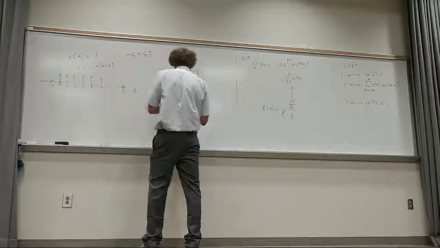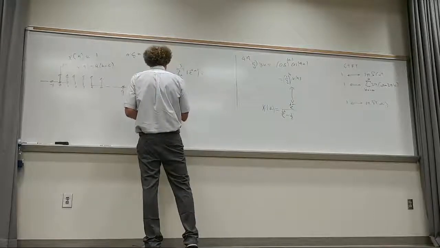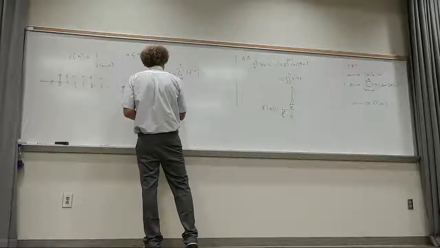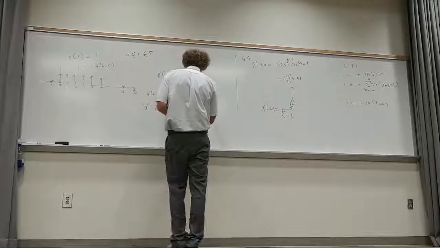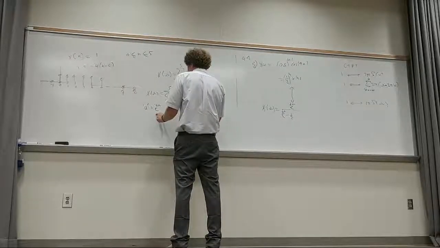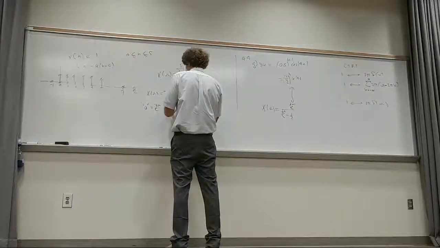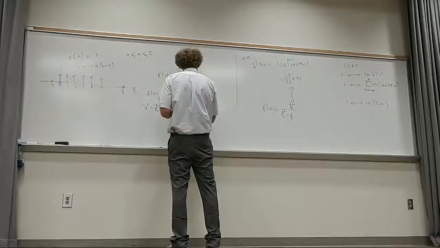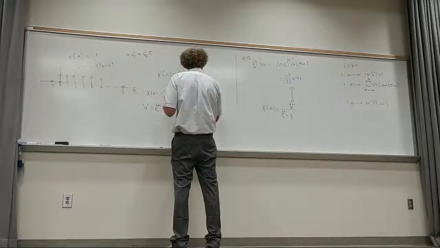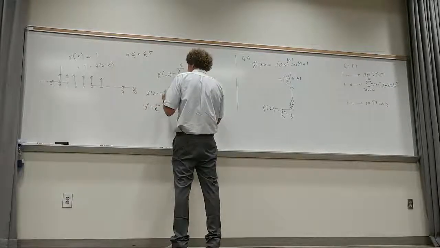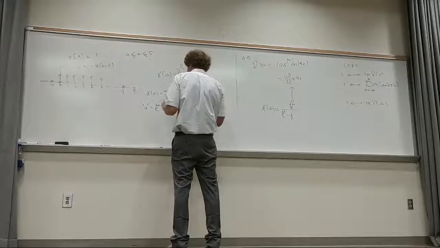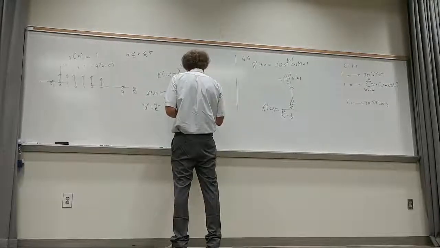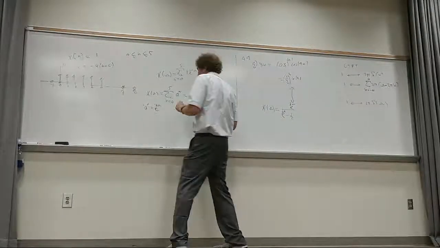And now I can say that n equals 0 all the way to 5, I have my a to the n, which is equal to a, which is e to the minus j omega, to the lower limit, which is just 1, minus e to the minus j, the upper limit plus 1, or 6 omega, right there, over 1 minus e to the minus j omega. Do you all see that right there?